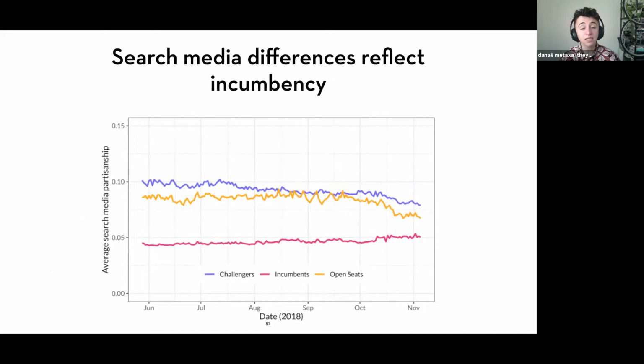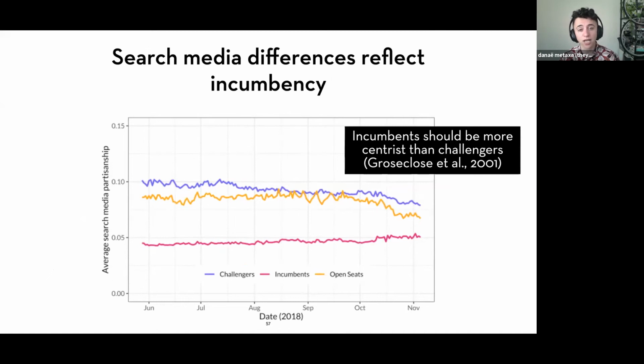And this finding empirically demonstrates a pattern that's been theorized in political science, that challenger candidates, whose road to electoral success involves first winning a primary election where only members of their own party are voting, are incentivized to take more extremely partisan positions. Whereas incumbents who are looking to win a general election where citizens from both parties will vote should take care to come across as more moderate. And we see that reflected here in search.